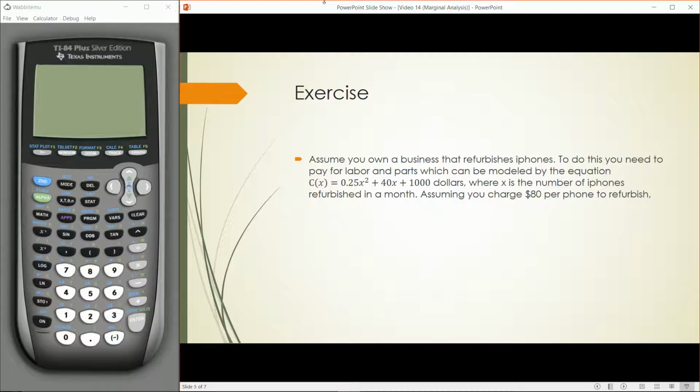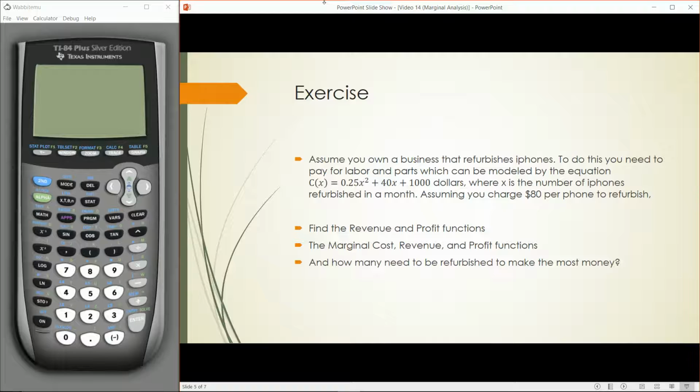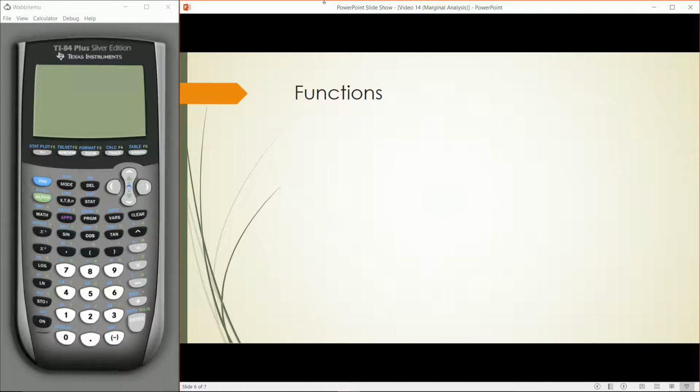Now, assuming you charge $80 per phone to refurbish them, we want to find the revenue and profit functions, the marginal cost, revenue, and profit functions, and how many phones need to be refurbished to make the most money, so maximizing your profit. All right, so let's go ahead and take a look at what functions we get.